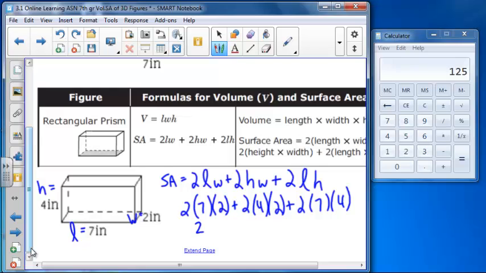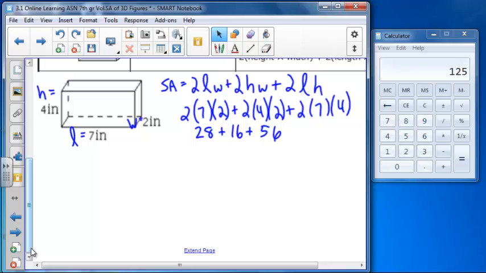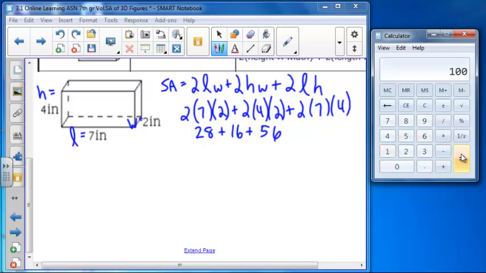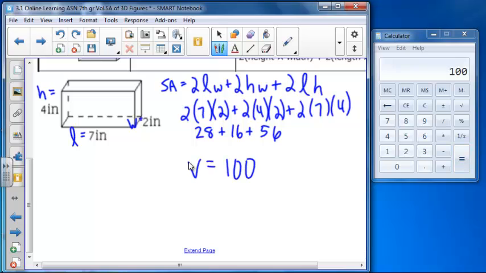2 times 2 is 4, 4 times 7 is 28, 2 times 4 is 8, 8 times 2 is 16, 2 times 7 is 14, and 14 times 4 is 56. So you can follow along. 28 plus 16 plus 56. The surface area is 100 inches squared.